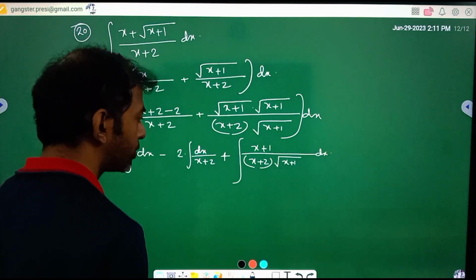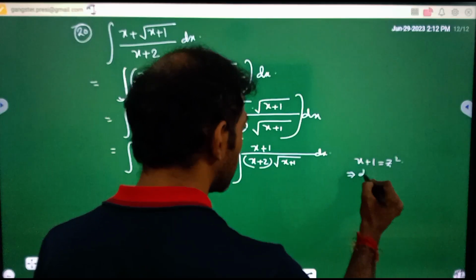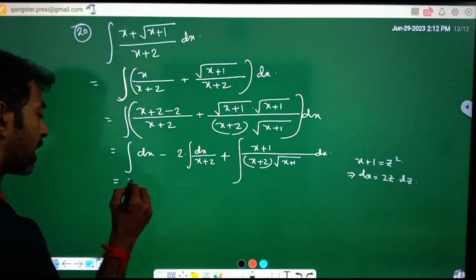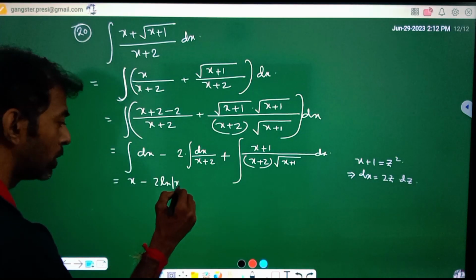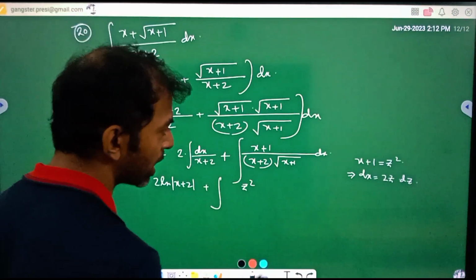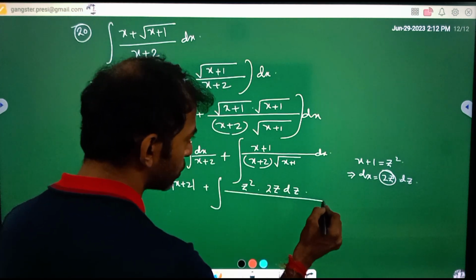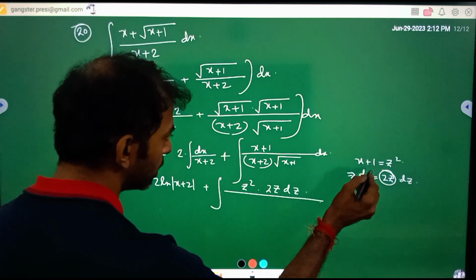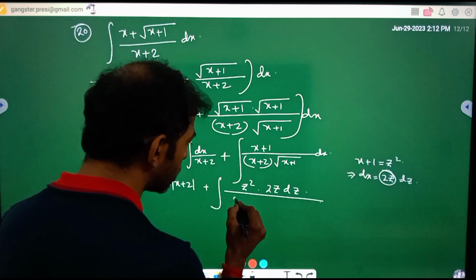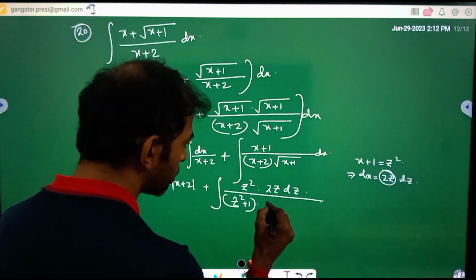That's our problem actually. Now I am going to substitute x plus 1 as z square. So dx will be 2z dz for the last integral, and the earlier part is our x, and the 2 log mod x plus 2. I'm writing x plus 1 as z square, and dx equal to 2z dz. And x plus 2: since x plus 1 equals z square, x plus 2 will be z square plus 1, and under root x plus 1 will be z actually.